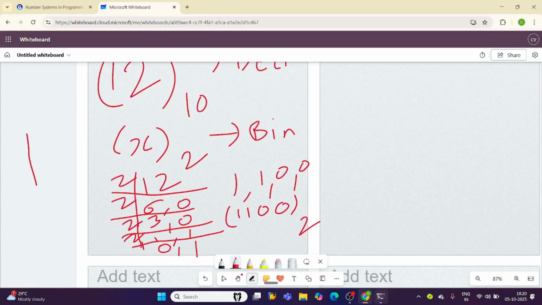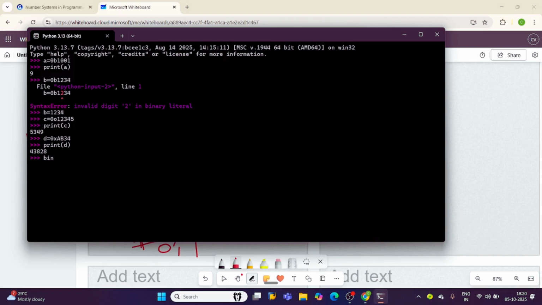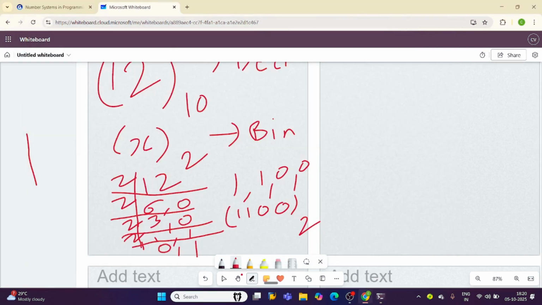Let me do it in Python. Just open it and type bin of 12. You can see 0b1100, which is our result.